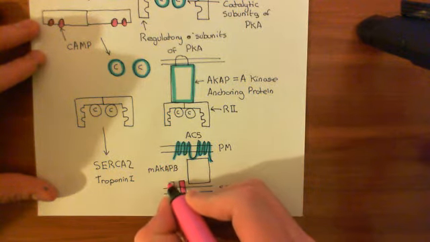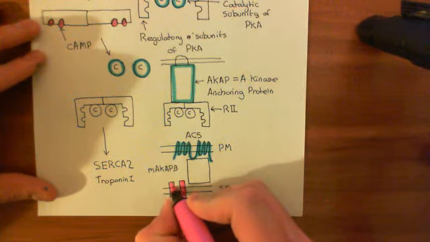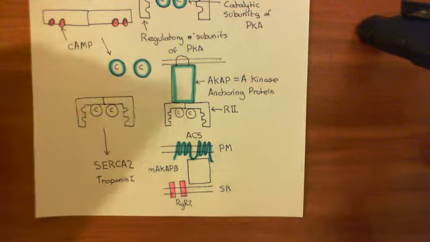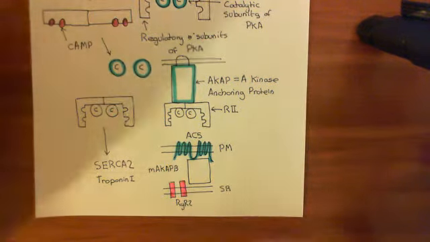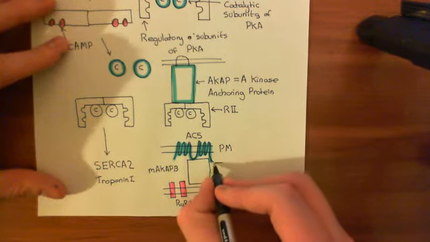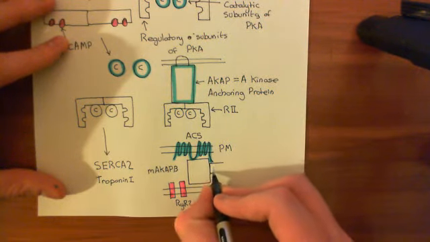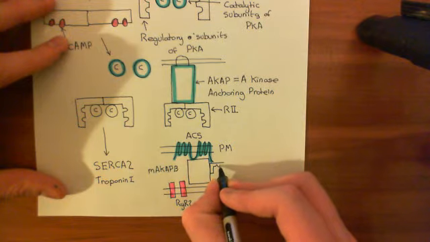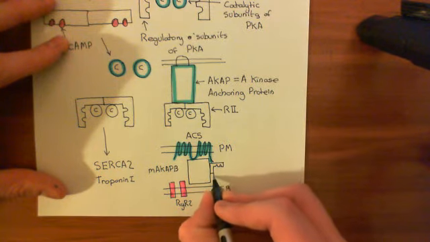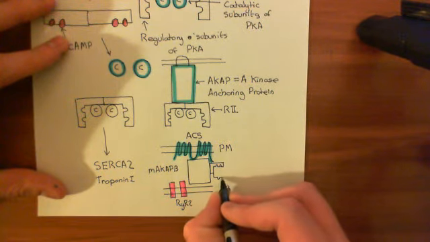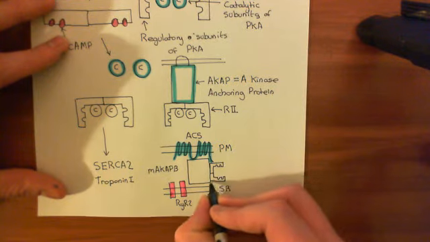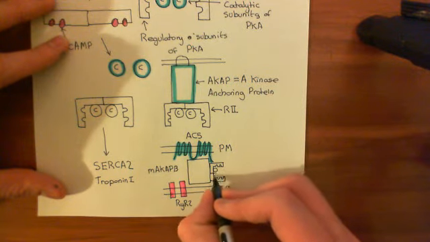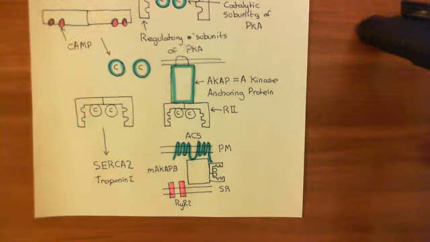And this AKAP will also have the type 2 protein kinase A bound to it, which I'll have to sort of squash in over here now. So here's the type 2 protein kinase A, rather squashed, but you'll get the message. Okay, so here's this type 2 protein kinase A. So those are the two regulatory subunits of the second type and the two catalytic subunits there.